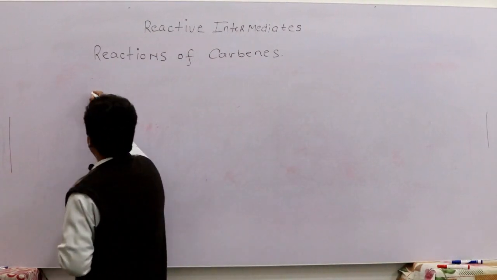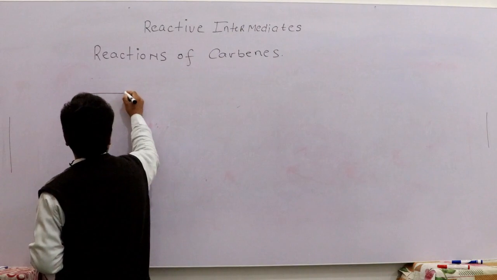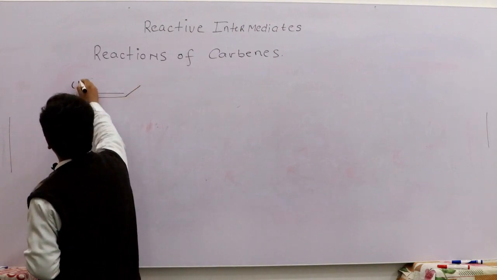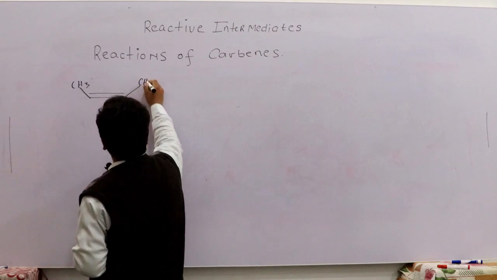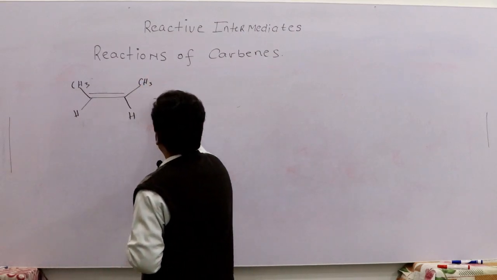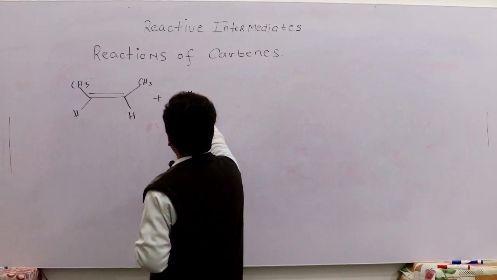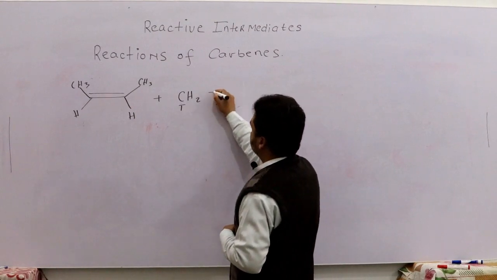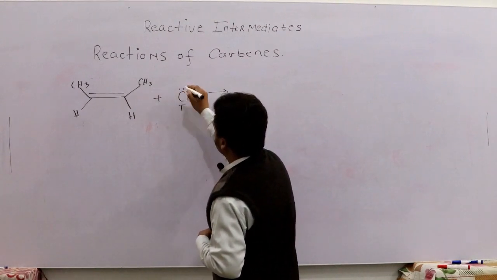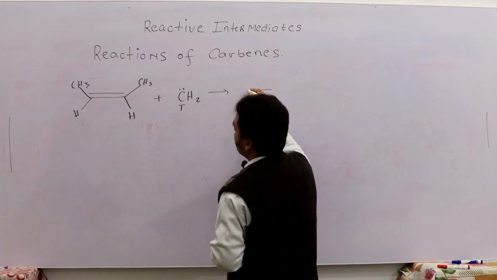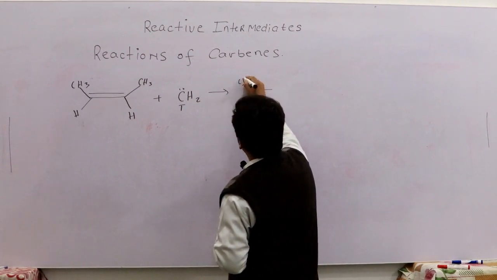Ratio almost equal. If that was our example, let's suppose this was a cis alkene and it is reacted with a triplet carbene. So it will produce both the products.